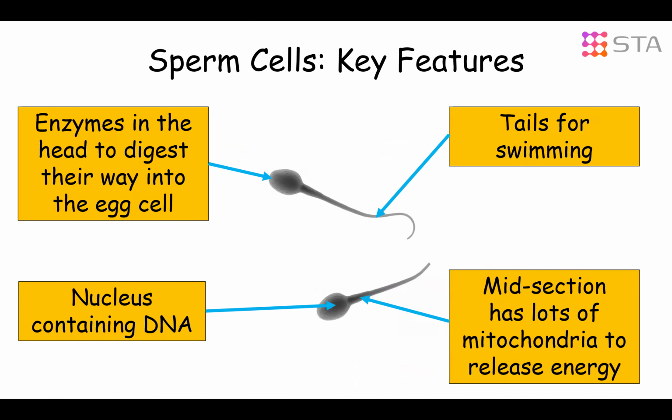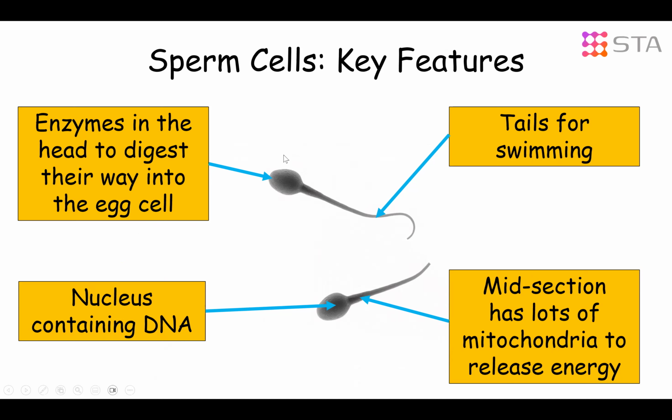First of all, they have a tail for swimming because, of course, sperm cells need to swim towards the egg. Other than tails, the other main feature that they have is a nucleus containing DNA. This is the DNA or the genes of the male. And that nucleus will enter and fuse with the nucleus of the egg after fertilization. This is when the sperm meets the egg. So the DNA of the sperm will enter the egg, and that will create a baby.